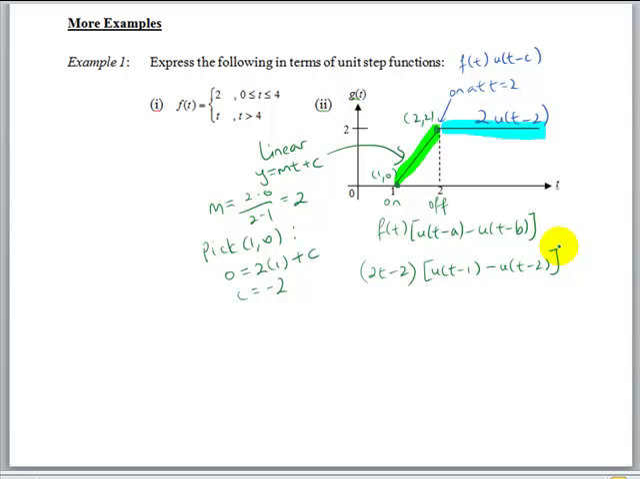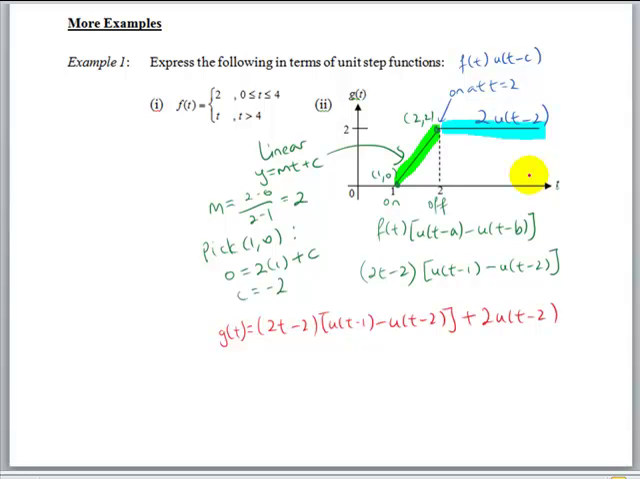So now putting it together, there are two ways. I can simply add them. So for example, the green line add to the blue line, and I will have to simplify this because I can see similar unit step functions here, so I have to open up the bracket, expand and group together.